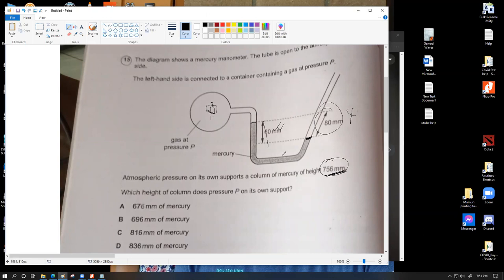So you can see from this figure that the pressure inside this container, this sphere, the pressure inside this hollow sphere, is 60 millimeter of mercury less than the atmospheric pressure because the vertical height is what matters. So we have to subtract 60 millimeter from the atmospheric pressure because this pressure is lower, because this is the higher level, this is the lower level. So I practically just subtracted 60 from 756, which gives me 696 millimeter. So that pressure of the gas inside the sphere is 696 millimeter of mercury.